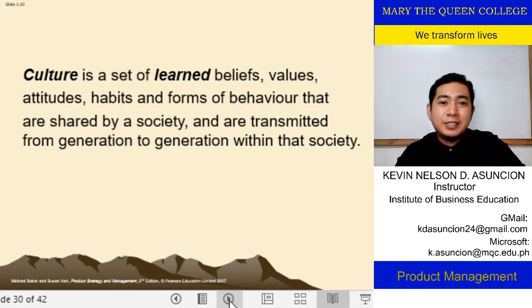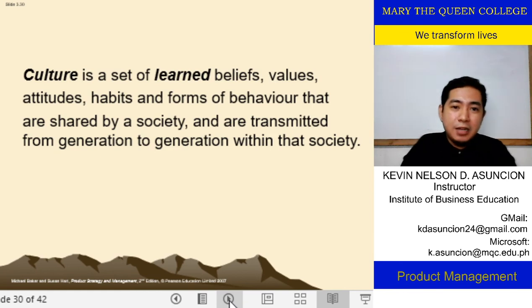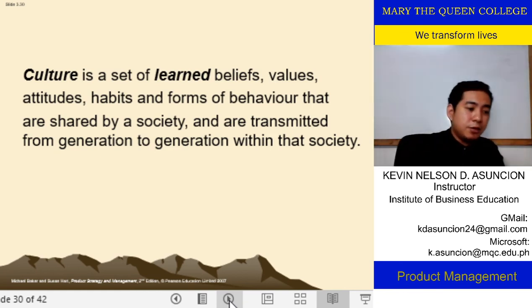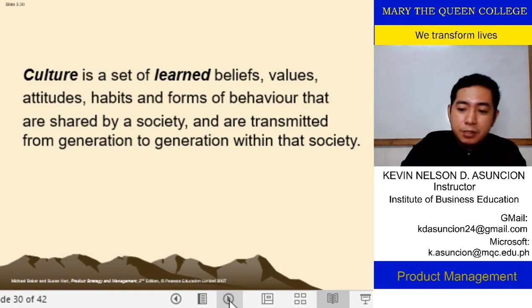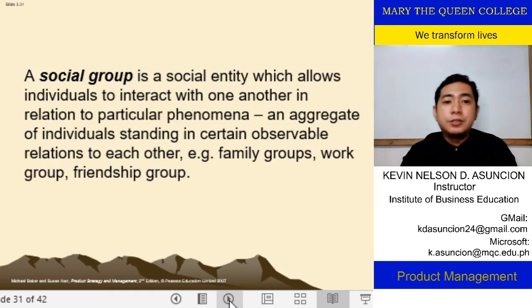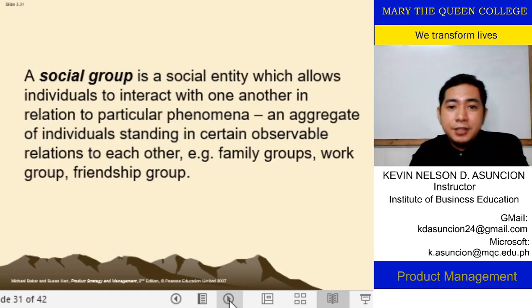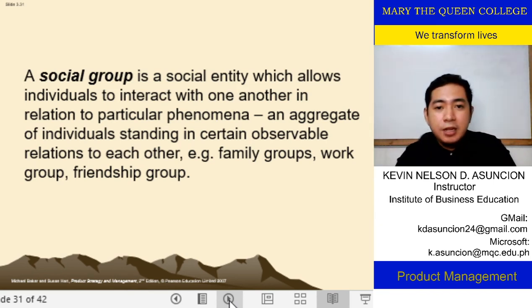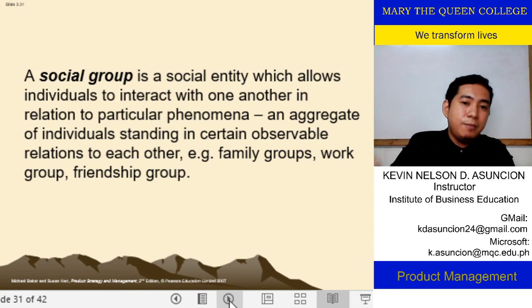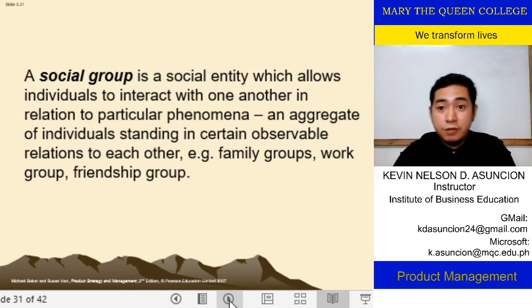So, culture is a set of learned beliefs, values, attitudes, habits, and forms because you're within that environment and you're honed. No? Ibig sabihin, you are nurtured there. So, a social group is a social entity which allows individuals to interact with one another in relation to a particular phenomenon and an aggregate of individuals standing in certain observable relation to each other. So that's a family group, the work group, or the friendship groups.